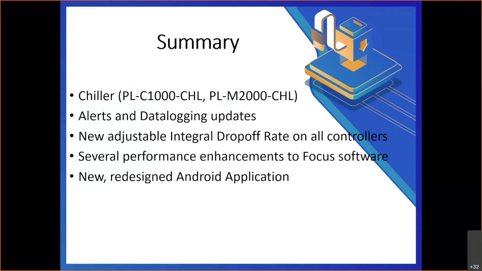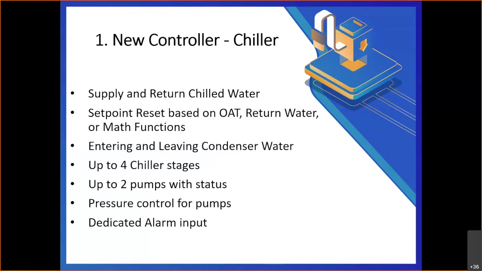We've made some changes to the alerts and data logging. It should be a little bit easier to handle, to manage, see how things are grouped together. We have a new adjustable integral drop-off rate on all of our controllers that are producing a zone demand. Several just general performance enhancements to Focus. And then the other big one is that we have a completely new redesigned Android application. So let's just jump in here, starting off with that first one with our new chiller control.